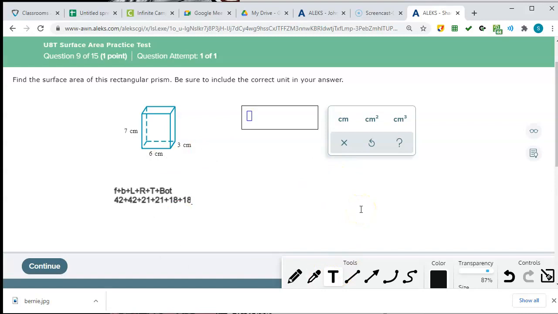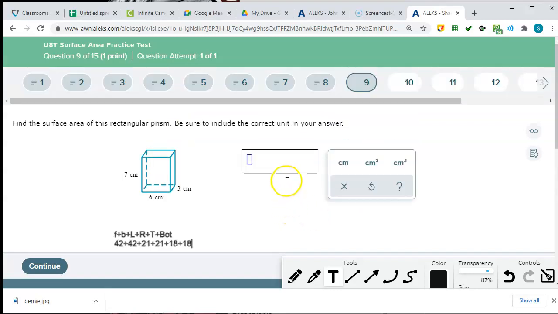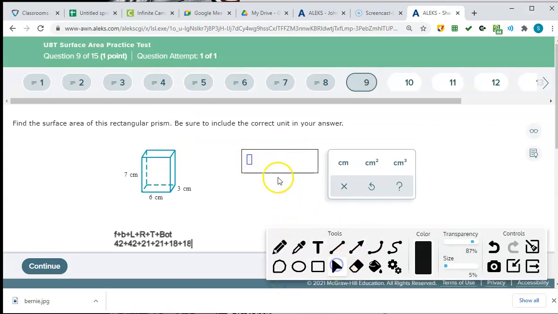So I've got 84 plus 42, and I'm doing this on a sheet of paper because honestly it's easier to do on paper when you're trying to add up things vertically. So I get 12, carry the 1, 12, 13, 16. I get 162 square centimeters.